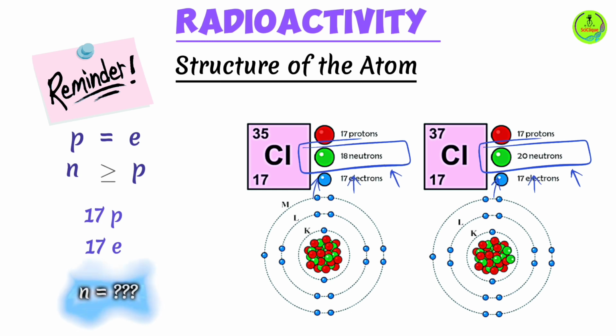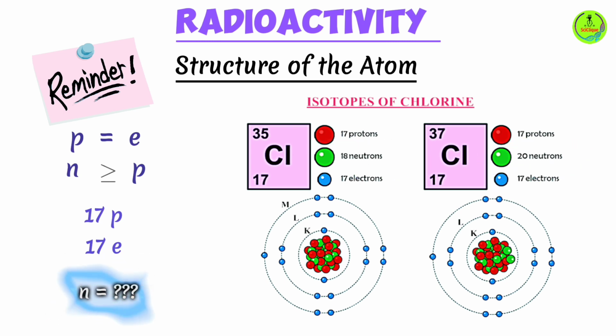Are we still talking about the same element? Of course, because it's the protons that determine the identity of the element. As long as we're having the same number of protons, which in this case is 17, we are still talking about chlorine. But because we have a difference in the number of neutrons, we need to have something to label these two. And that is where isotopes come in. So isotopes are atoms of the same element that have the same number of protons and electrons, of course, but a different number of neutrons.